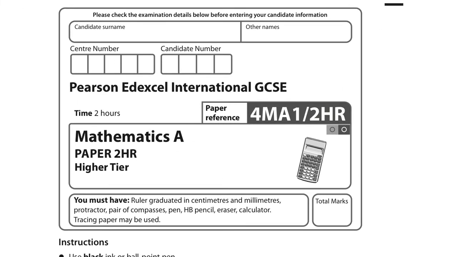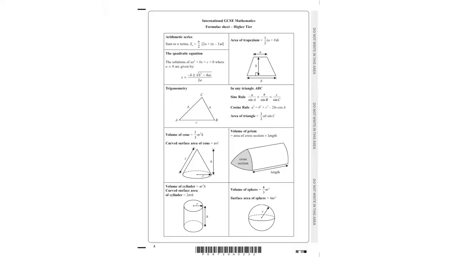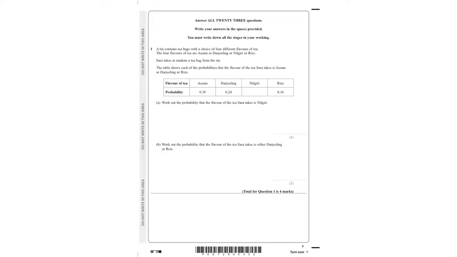Okay, so Jan 22, paper 2, higher regional. Let's do this. We've got the formula sheet as per usual. So here we go. Let's do question 1.